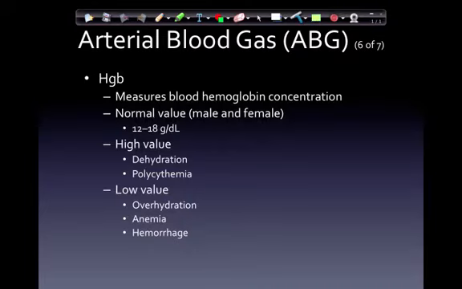Low values could be overhydration, where we've diluted the sample too much. Anemia, they don't have enough formed elements in their blood. Or hemorrhage, we bled out somewhere.